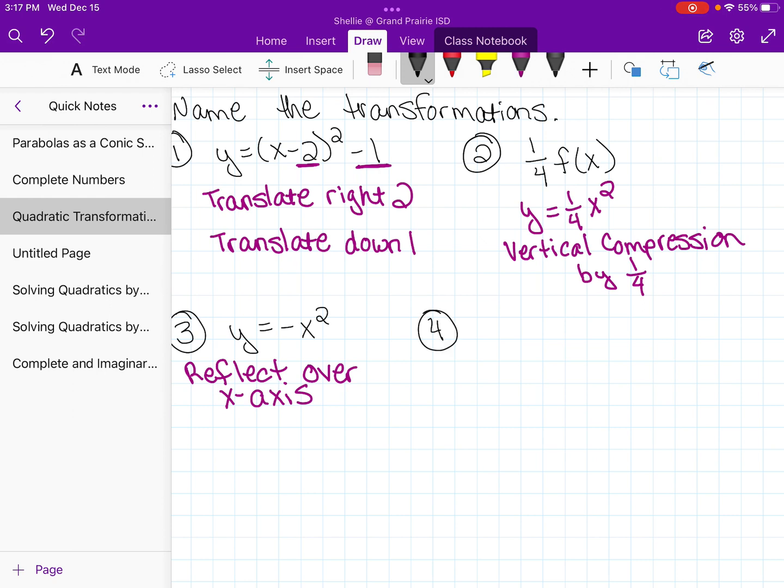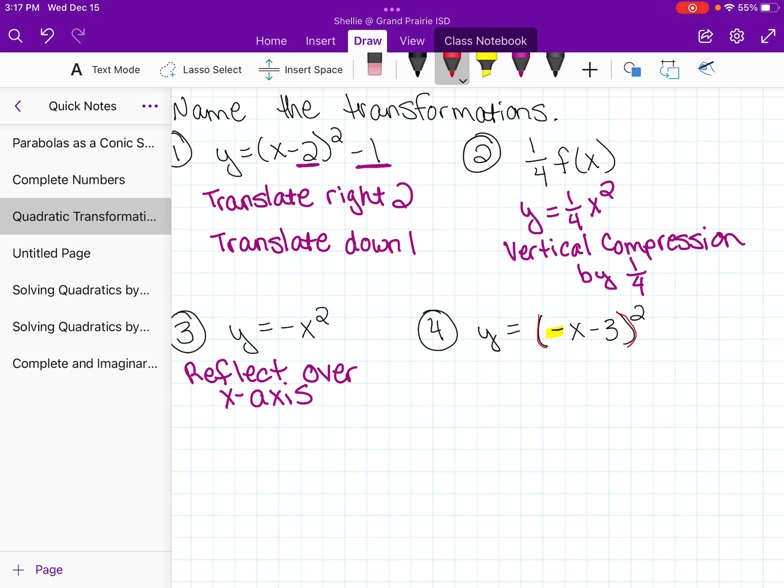Number 4, y equals negative x minus 3, and all of this is squared. Now, when something like this happens, when you have parentheses and there's anything in front of the x inside the parentheses, first you want to see those parentheses. So here are my parentheses, and inside of them there's a negative right in front of the x.